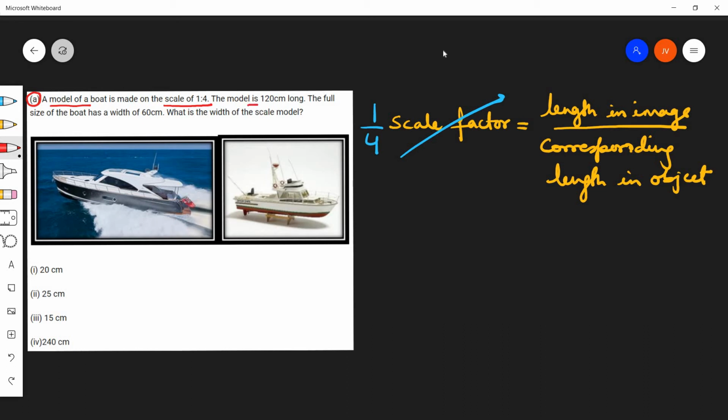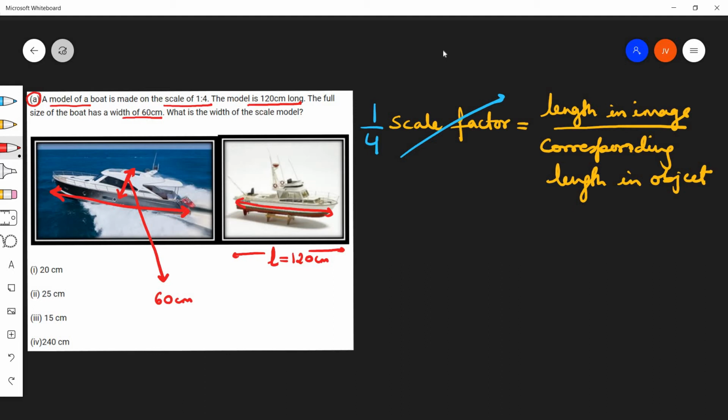Now it writes the model is 120 centimeter long. So the left side figure is the actual boat, the right side is the model, and they say the length of the boat is 120 centimeter. So the model of the boat length is 120 centimeter. And the question continues, the full size of a boat has a width of 60 centimeter. Now they are talking about the actual boat. I'm showing it on the diagram, the actual boat's width, and this is the length. So I'm showing you which is length and which is width of the boat. So here it is told that the actual width of the boat is 60 centimeter. It appears 60 centimeter is a small number, but we'll follow the statement.